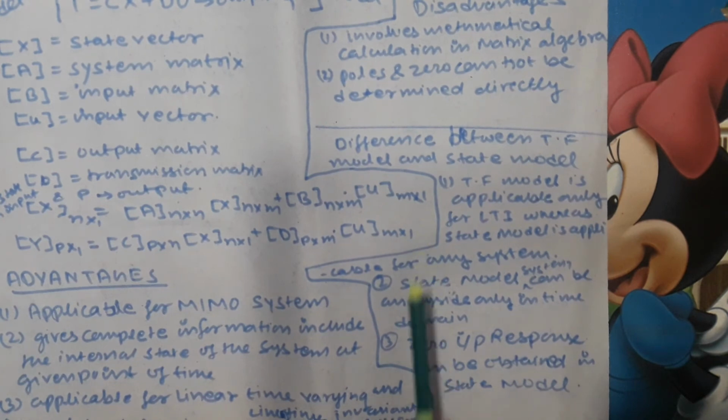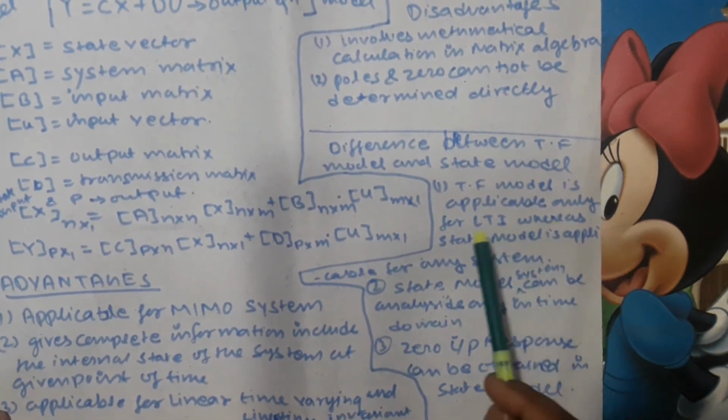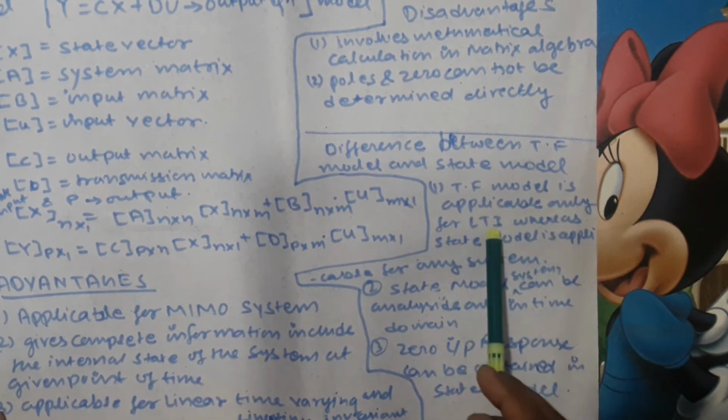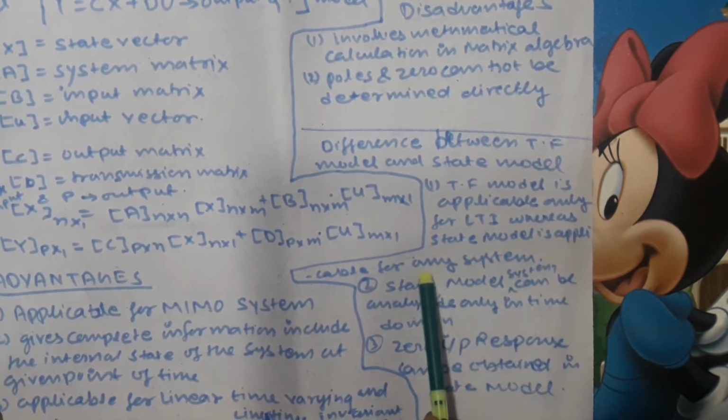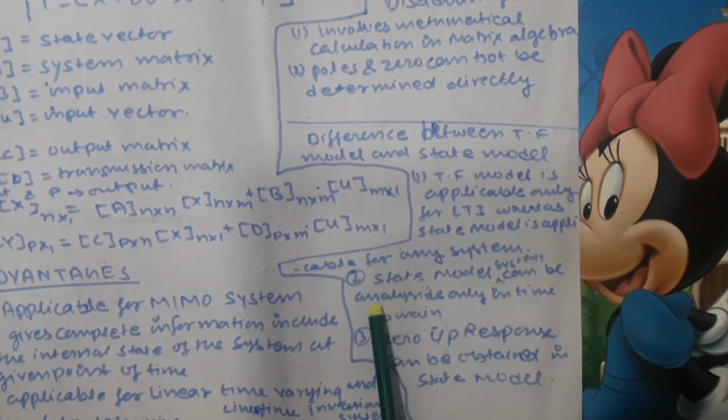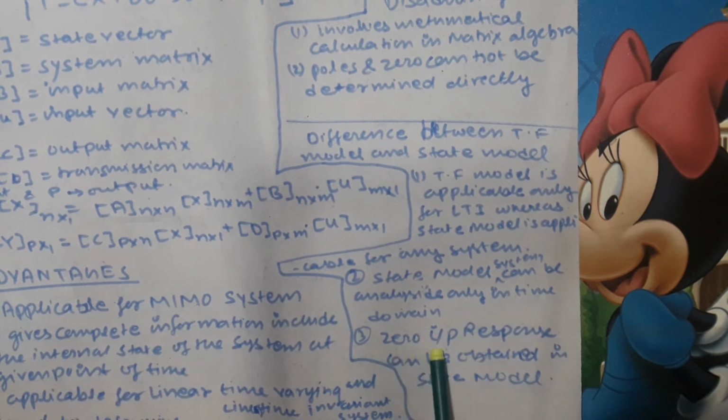Difference between the transfer function and the state model. The transfer model is applicable only for LTI systems, whereas the state model is applicable for any system. The state model system can be analyzed only in the time domain. Zero input response can be obtained by the state model.